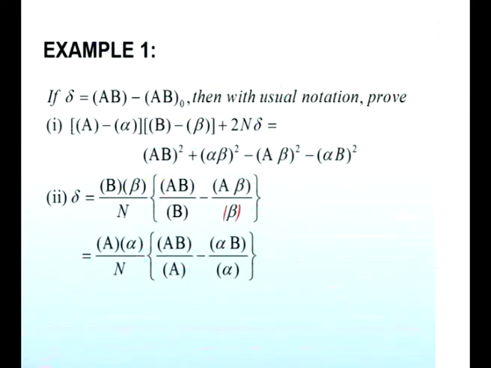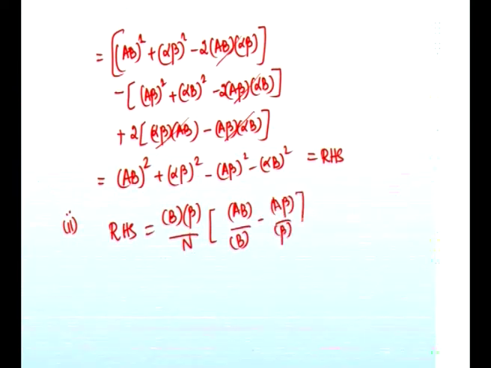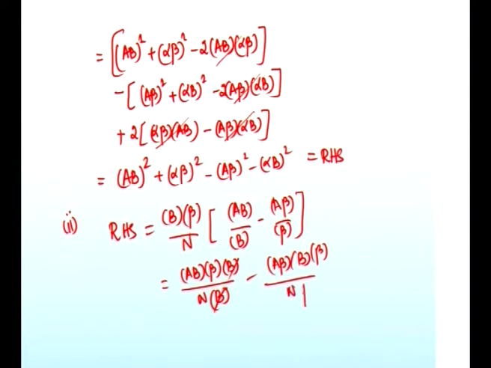Delta is equal to b into beta by n into AB by b minus A beta by beta. Okay. Take the right hand side, b into beta by n into AB by b minus A beta by beta. Just multiply these things inside. You have AB into beta into b by n into b. b gets cancelled, minus A beta into b into beta by n into beta. Beta gets cancelled and you have AB into beta by n minus A beta into b by n.